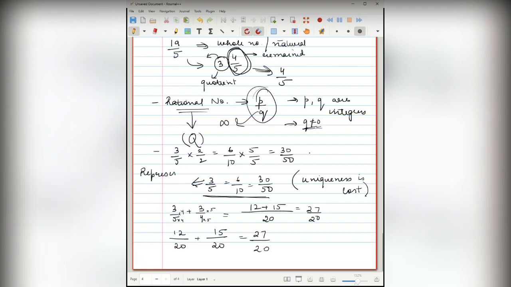When you say representation is not unique, take the example we saw right now: 3 by 5. When you multiplied by 2 by 2, you got 6 by 10, then you multiplied by 5 by 5 and got 30 by 50. So when you say uniqueness is lost, what exactly are we trying to say? We are saying that, let's say this is rational number x, this is rational number y, and this is rational number z. All these rational numbers are basically equal.